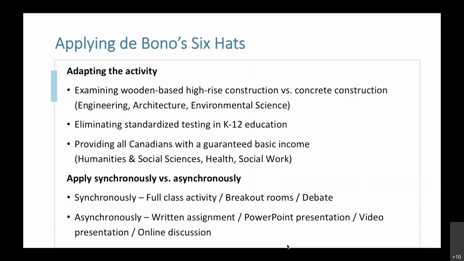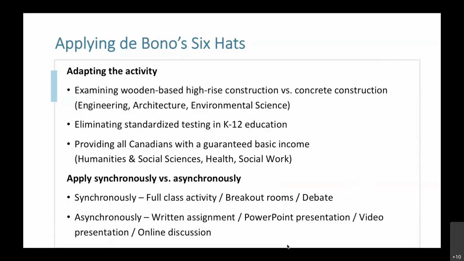This is a big topic in education and something that needs to be addressed. And if you're also looking at humanities and social sciences, health, social work, we could be looking at a guaranteed basic income. This is something that's been floated around in the media and through our governments, and this is how you can get your students engaged in these discussions and get them thinking through it using the 6 different hats.